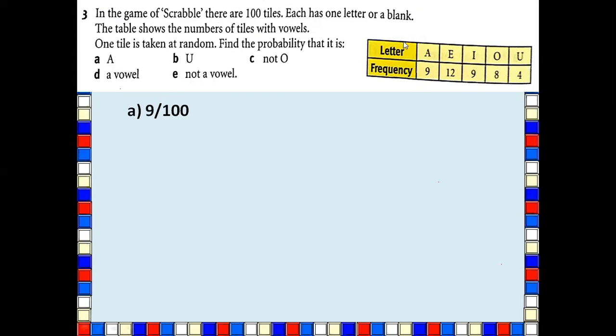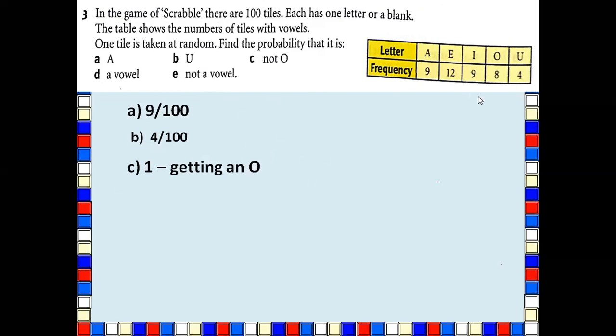Now getting letter U, same thing. We have 4 U letters, so this is 4 over 100. And again, you can write your fractions in simplest form, but if you don't write them in the simplest form, it's fine. Part C says not O, getting a tile which is not O. When you see the word not, you better use what we took last time, which is 1 minus the outcome that we're talking about. So not O is actually 1 minus getting the letter O.